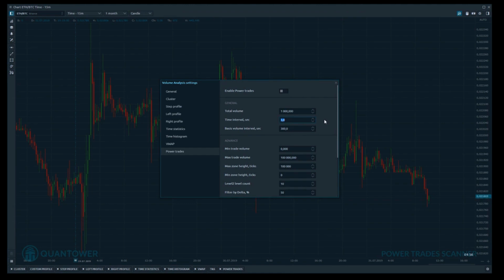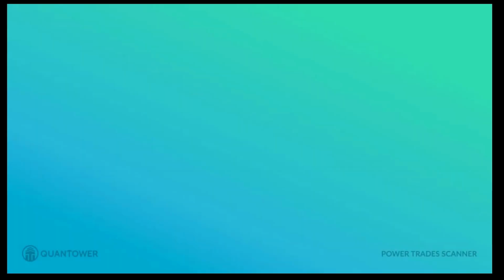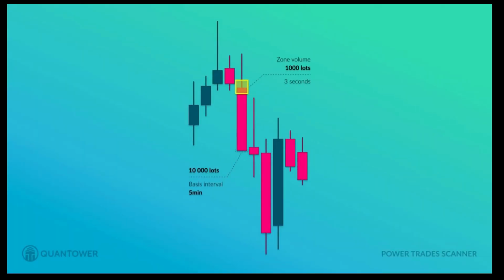Also, I'd like to clarify the last parameter, the basis volume interval. It allows you to determine the time for which the volume will be taken as the basis. And then we use this basis in order to determine how strong the zone is. So for example, we got a zone with a volume of 1,000 lots, and that was formed in 3 seconds. In order to understand how potentially influential that zone is, we need to compare the volume of the zone with a certain basis. So as a basis, let's take the volume that was formed in 5 minutes. Let that 5-minute volume be 10,000 lots.